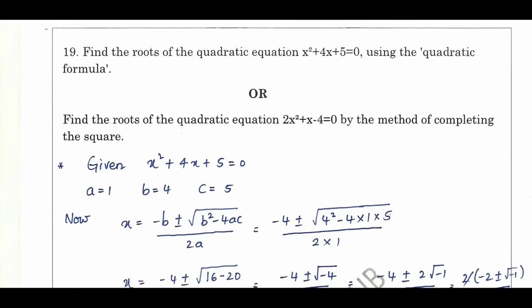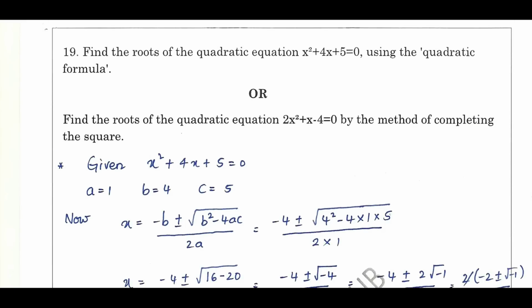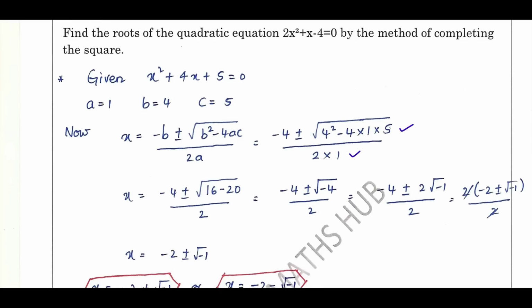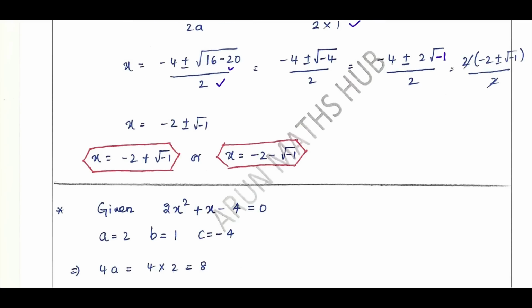Find the roots of the quadratic equation by using quadratic formula. That is the first question. X square plus 4x plus 5 equals 0, a equals 1, b equals 4 and c equals 5. What is the quadratic formula? X equals minus b plus or minus square root of b square minus 4ac by 2a. Substituting the values, minus 4 plus or minus square root of 4 square minus 4 into 1 into 5, divided by 2 into 1. Minus 4 plus or minus square root of 16 minus 20 by 2. 16 minus 20 is minus 4. Square root of 4 is 2, minus 1 will be remaining as it is. Now taking 2 as common factor, 2 and 2 will cancel. So what we get is x equals minus 2 plus or minus square root of minus 1.